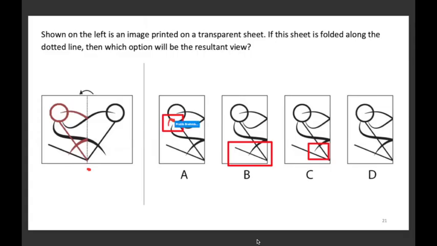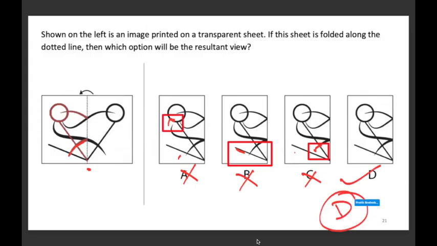Option B में ये line छोटा है, बाकी सब में वो बड़ा है, और option C में ये वाला जो stroke है वो end तक जाता है, C में वो यहाँ पे खत्म हो जाता है. So A, B and C are wrong. D is the correct answer. Okay. We'll move to the next one.